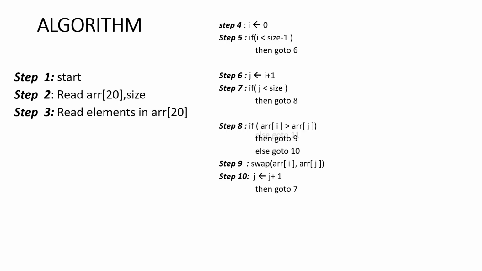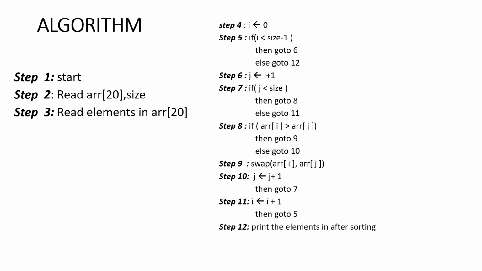Once the condition fails, I will move to step 11, where I am going to increment i by 1. And again I will move back to step 5. In step 5 I am again going to check the condition whether i is less than size minus 1 or not until the condition fails. Once the condition fails, I will move to step 12 and print the elements after sorting, and then I will stop.